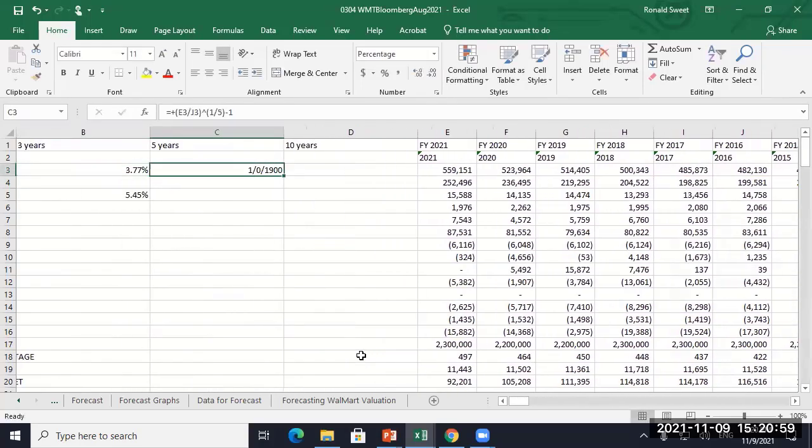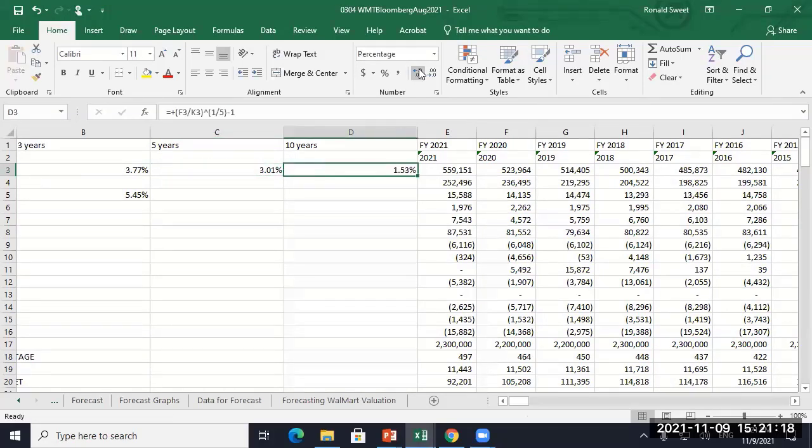1/5 - 1. So there's their 10-year growth rate, 3%. That seems like an awfully weak number, doesn't it? Inflation's been about 2.2%, but they've been adding all these stores. How can their revenue only grow 3% when they're adding all of these stores? And then we'll do the same thing with the 10-year.